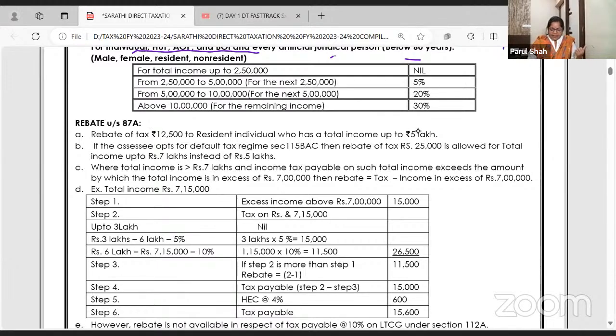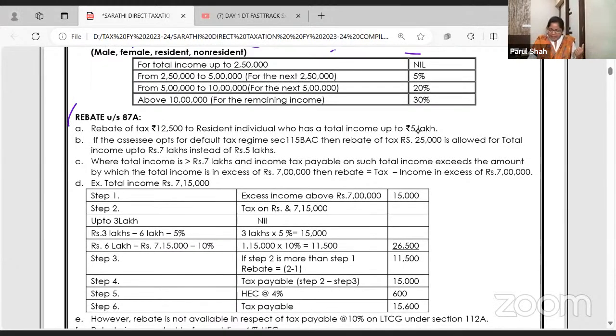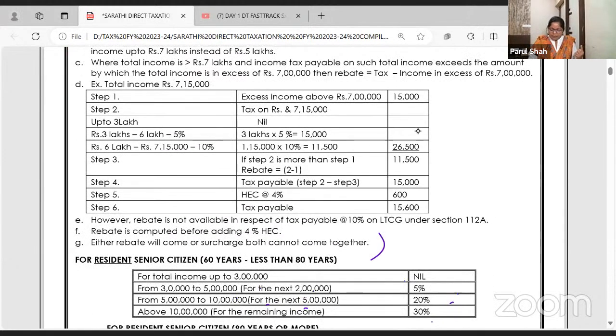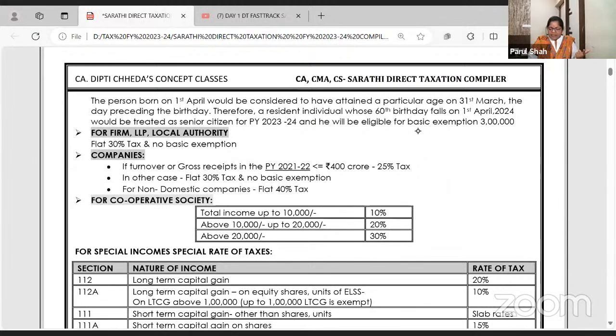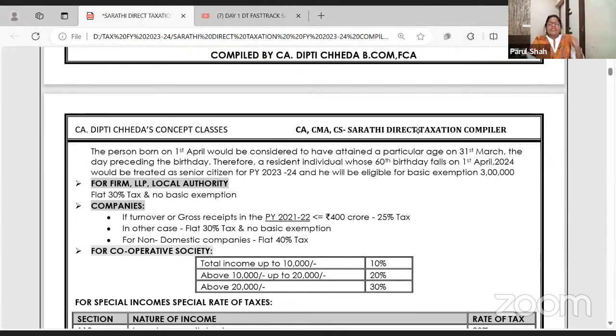Okay? Right. Rebate concept is very nice, but I want to cover it when I go with the new regime also. So the basic tax rates are clear, right? Now, very important: so many times in exams, Mr. Chaturvedi's birthday is on 1st April. So they don't give you the age, they give you the birth date. So you have to calculate the age.